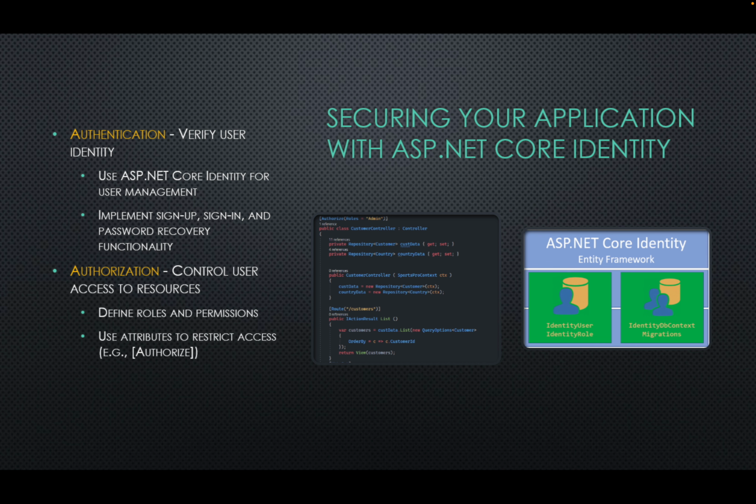Next up is authorization, which controls user access to resources. We define roles and permissions, like assigning superpowers to our app's users. To restrict access, we use attributes like Authorize, making sure that only the right people can access the certain features that they're looking for. In a nutshell, ASP.NET Core Identity helps us secure our applications by verifying user identity and controlling access to resources.